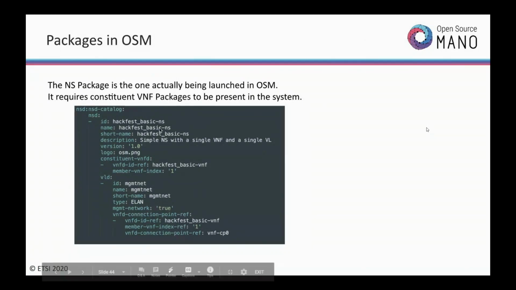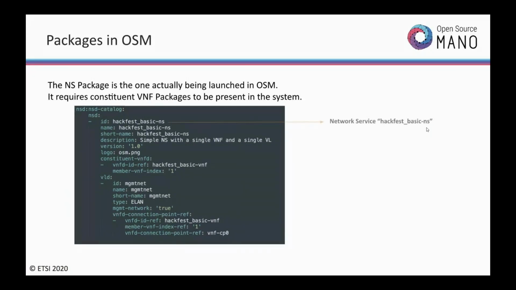So this particular example, which is the one we are going to use in the first exercise of instantiation, is a very simple one. That's why it's called Hackfest Basic NS. It needs the VNF called Hackfest Basic VNF, so it needs it to be present. You see the constituent VNF, this VNFD ID reference, Hackfest Basic VNF. So it will look for this one, and it is putting a member VNF index of 1. This can be a string, it can be any text.